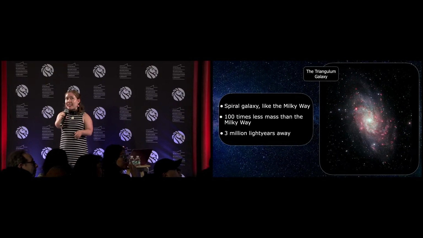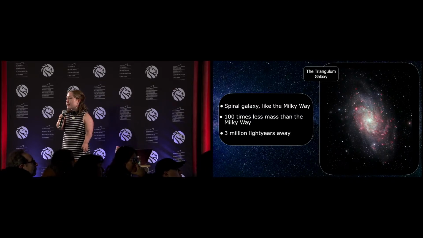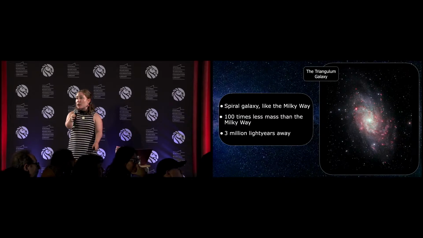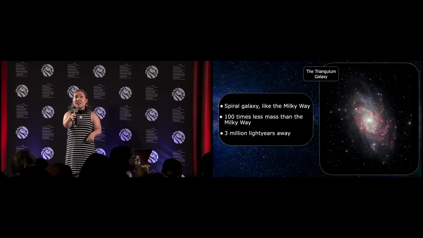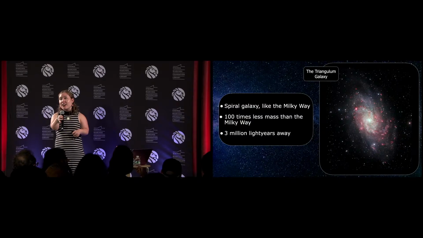It's a spiral galaxy like the Milky Way. This is a real image of it. It's 100 times less massive than the Milky Way. So it's a relatively small galaxy, and it's 3 million light years away. This means it takes light 3 million years to leave the galaxy and get to us. So really, I spent 6 years studying what this galaxy looks like 3 million years ago, and I can't tell you what it looks like today.